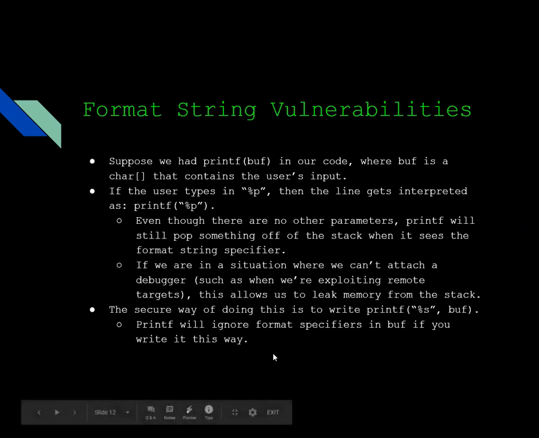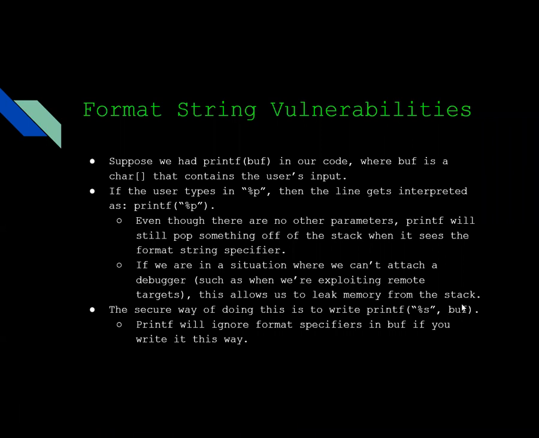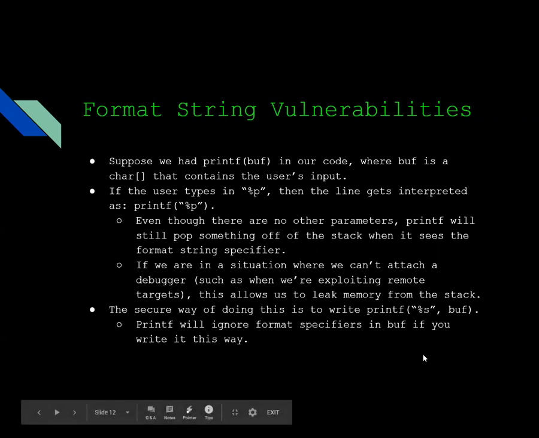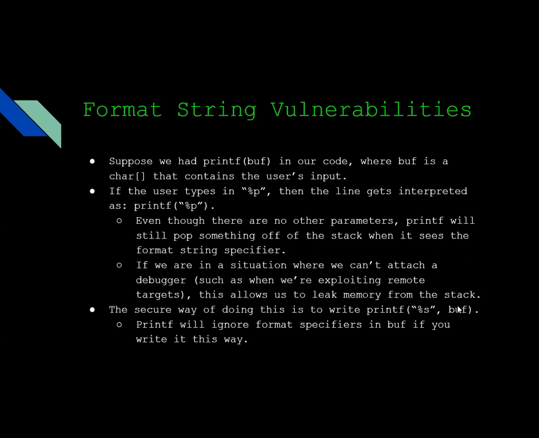The way that you would avoid this vulnerability is by using printf %s and then the buffer. You would not print it out directly like this. You would print it out using the %s format specifier. The reason you do it this way is because when we use the %s format specifier, the printf function will ignore any other format specifiers that are inside of the input buffer, and it will make sure that none of the format specifiers in there leak memory off of the stack or allow us to write to memory.